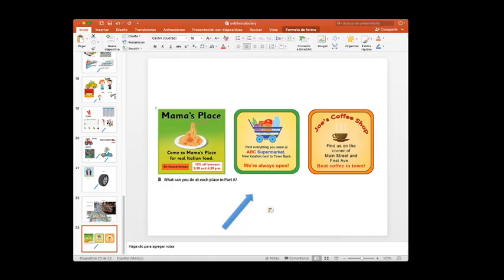Okay, so that's the only homework that you are going to do in this part. Answer those questions. Please copy the vocabulary, check the pronunciation, and continue with these activities.